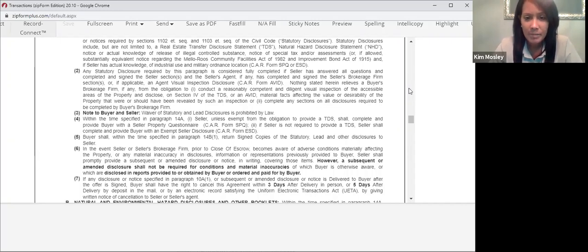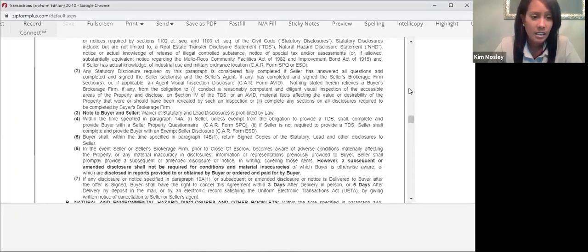Okay, and then back on number 4, if seller is not required to provide a TDS, then seller shall complete and provide buyer with an exempt seller disclosure, which is known as the ESD. The exempt seller disclosure is used a lot when it's not a residential 1 to 4, or it could be a probate transaction, because then the TDS might not be required. That's when you use the ESD, the exempt seller disclosure.